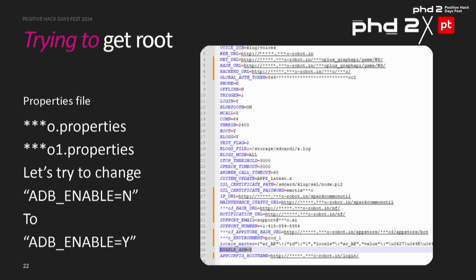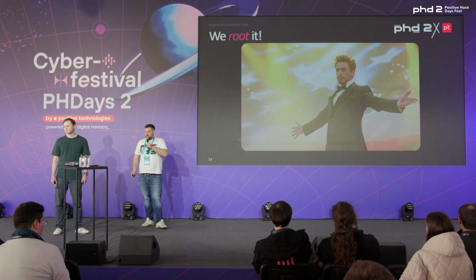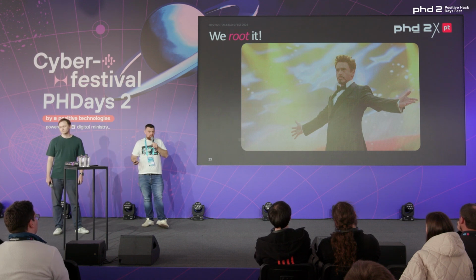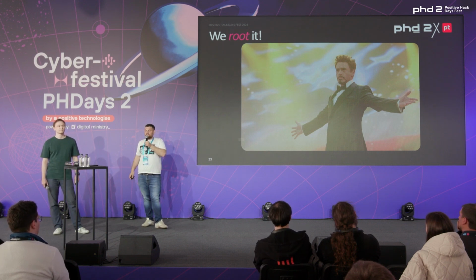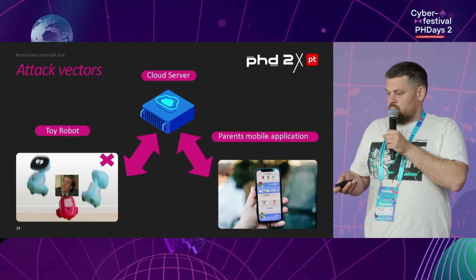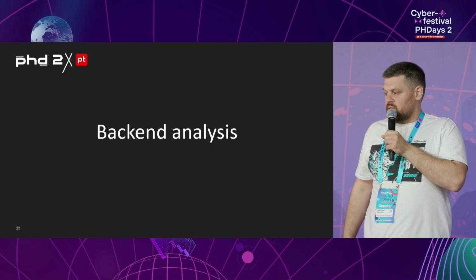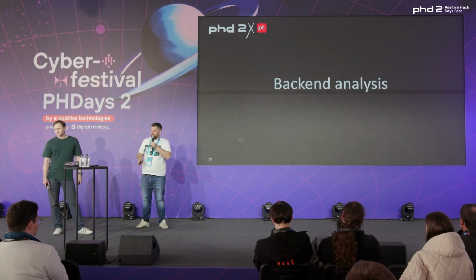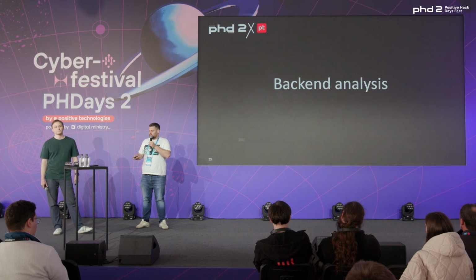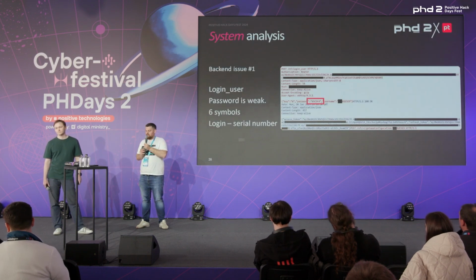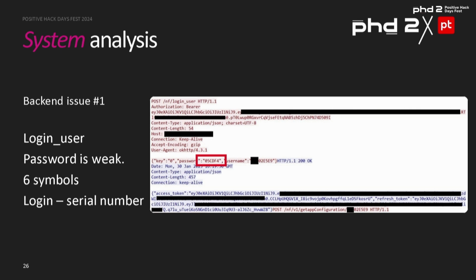It has some settings. It has some base URLs for the backend. We'd like to thank the vendor, and the enable ADB field we changed to get the root. So this is the toy. Okay, and then we proceed, dealing with the cloud server. We started analyzing the backend, what we could find was HTTP.